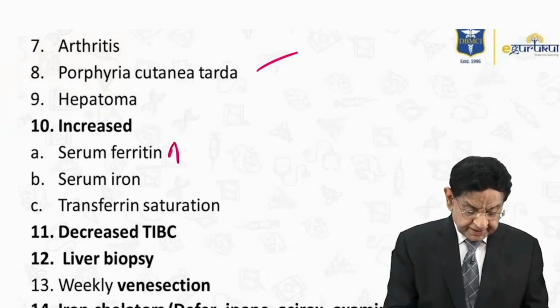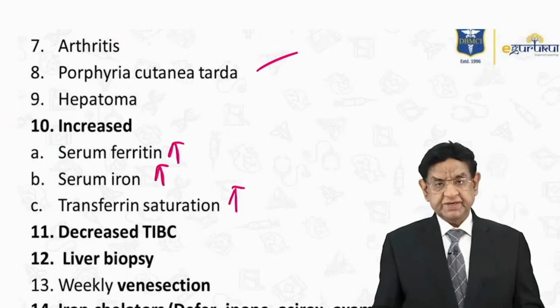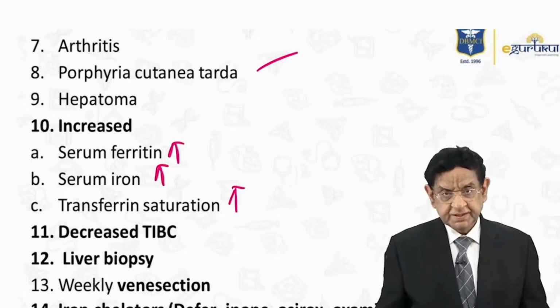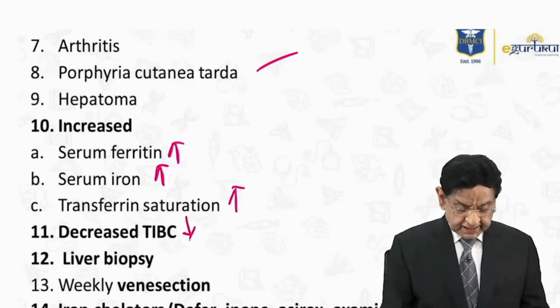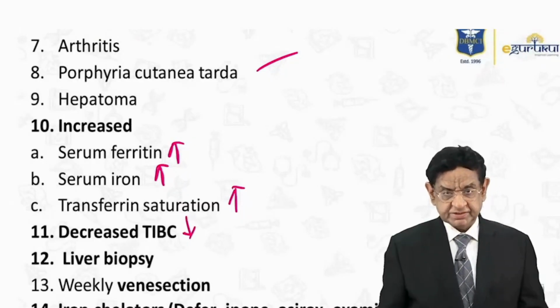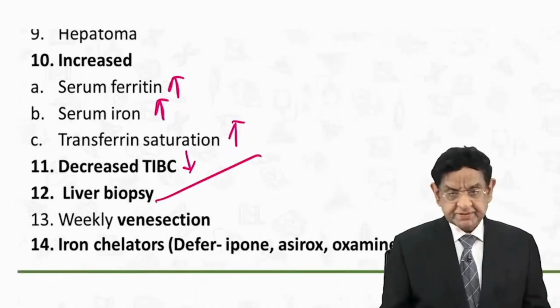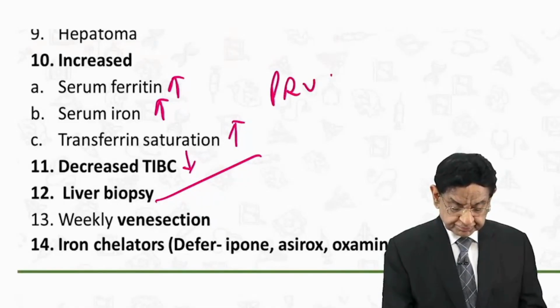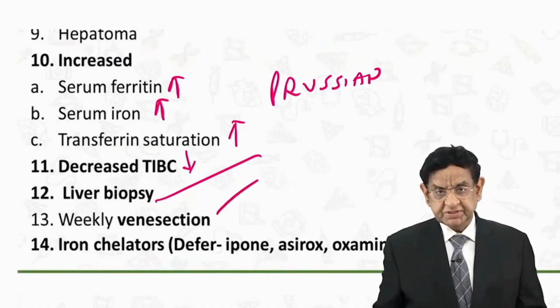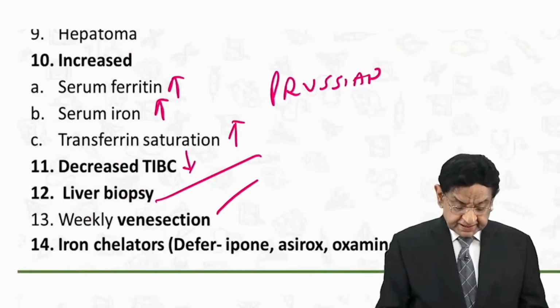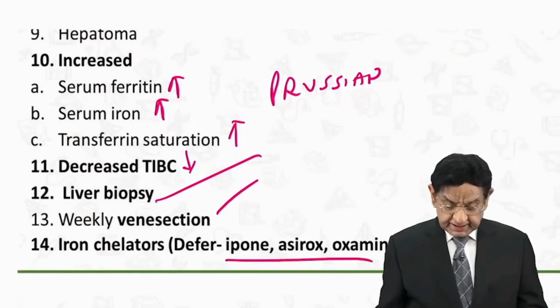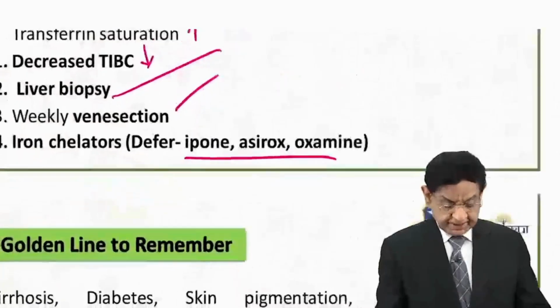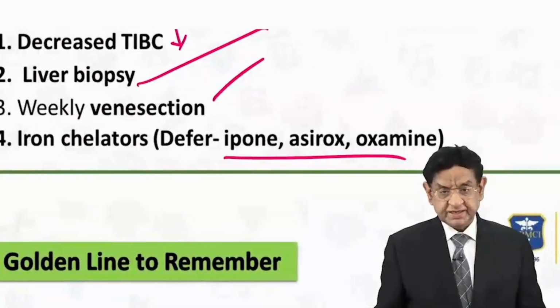Increased serum ferritin, increased serum iron and increased transferrin saturation. But TIBC, total iron binding capacity, is decreased. Liver biopsy is the most accurate test, and you stain by Prussian blue. Management is weekly venesection and an iron chelator: deferiprone, deferasirox or desferrioxamine. These are the iron chelators.